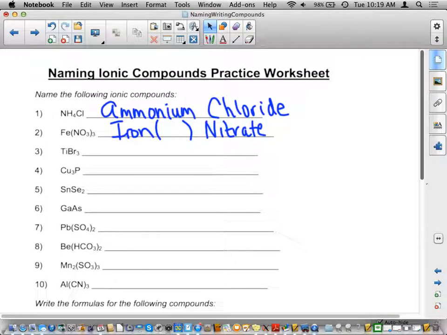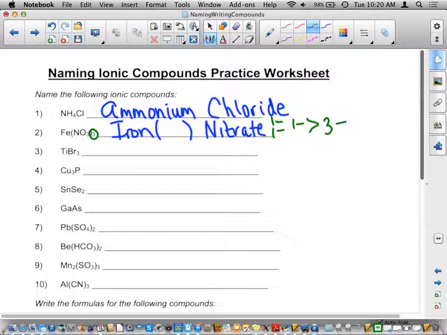All right, so to decide what Roman numeral goes in there, I need to look at the charge for nitrate. Nitrate is a -1 charge. However, on the outside of parentheses, it's showing me that there are 3 of them. So if you have 3 -1 charges, that's a total of -3. So that means that iron has to have a total of +3, and there's only one of them, so that 1 holds the +3 charge.